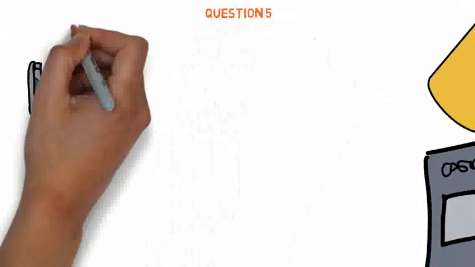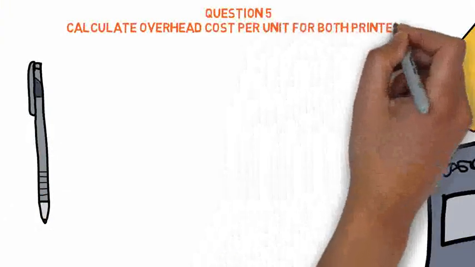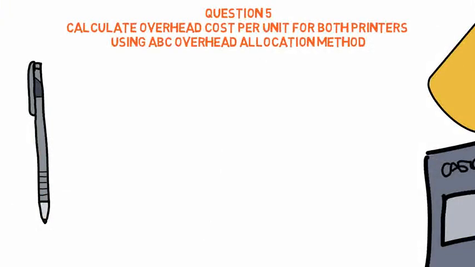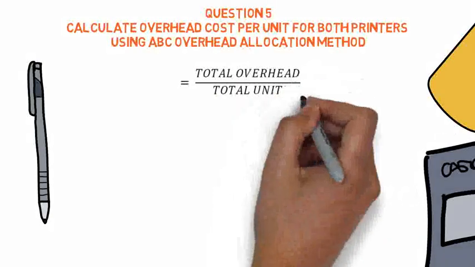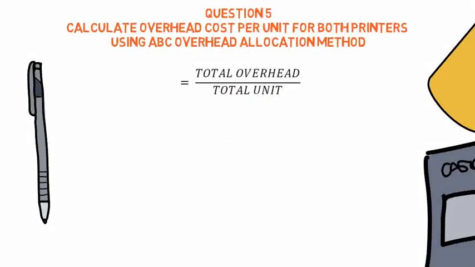Okay, next question is, calculate overhead cost per unit for both printers using ABC overhead allocation method. Formula for overhead cost per unit is total overhead divided by total unit. We have the information of total unit manufactured for each printer: 12,000 for inkjet, and 4,000 units for laser. Now, to find total overhead, we need to calculate overhead cost for each activity, and for each printer. We first begin with inkjet printer.